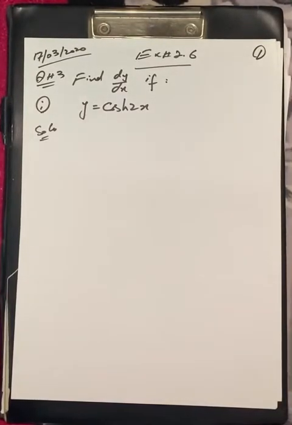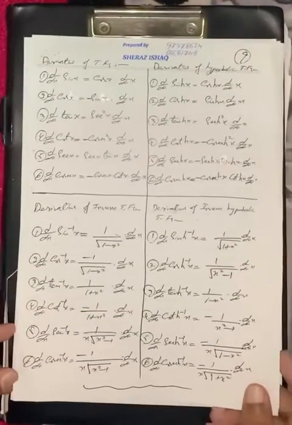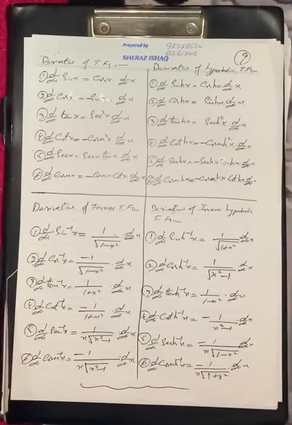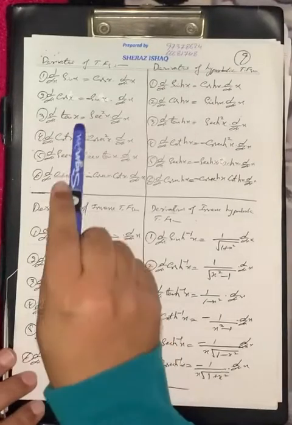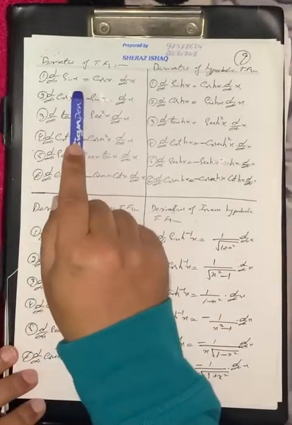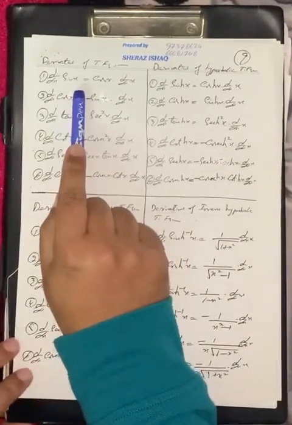Today we study exercise number 2.6, question number 3. Here we have the formulas for hyperbolic trigonometric functions as well as inverse hyperbolic trigonometric functions. As I taught you before, derivative of trigonometric functions. So listen carefully how I explain this.